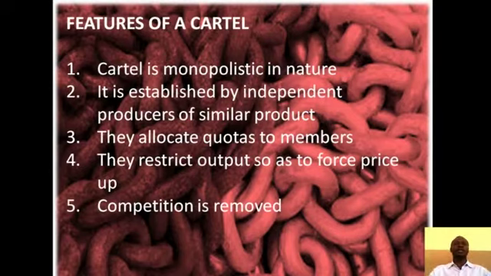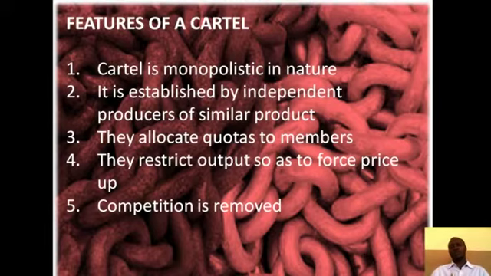The first is that a cartel is monopolistic in nature. When a seller is monopolistic in nature, it means that the seller has singular control over a product or service in the market. So in this case, he can decide how he runs his business because he is the sole producer of such a commodity or service. Two, it is established by independent producers of similar products.